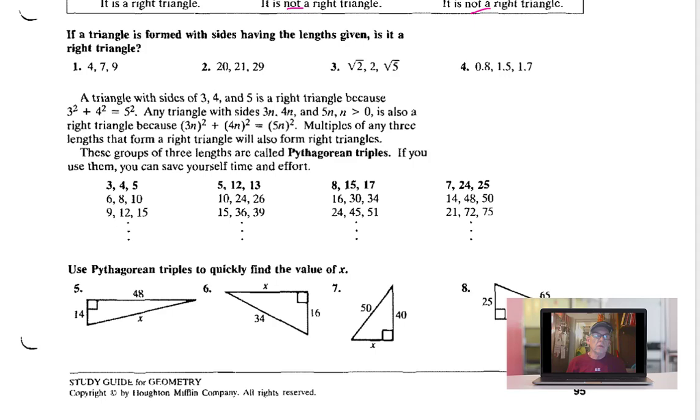So let's look at these. We're going to do the evens again. Go down the other page. So we're checking, is 20 squared plus 21 squared equal to 29 squared? If it is, we have a right triangle. So 20 squared and 21 squared is 841. And 29 squared is also 841. So this is a right triangle.